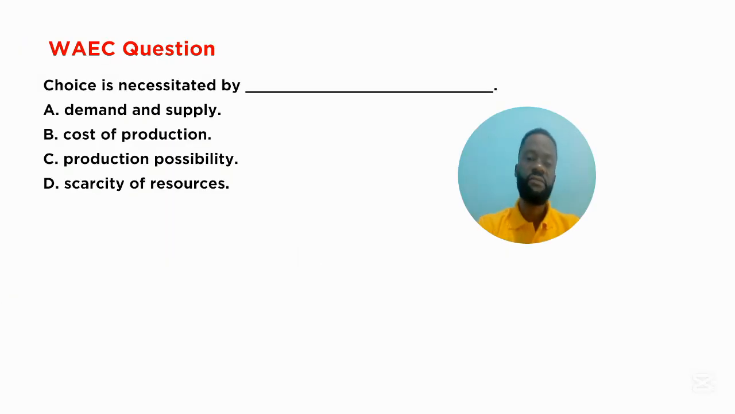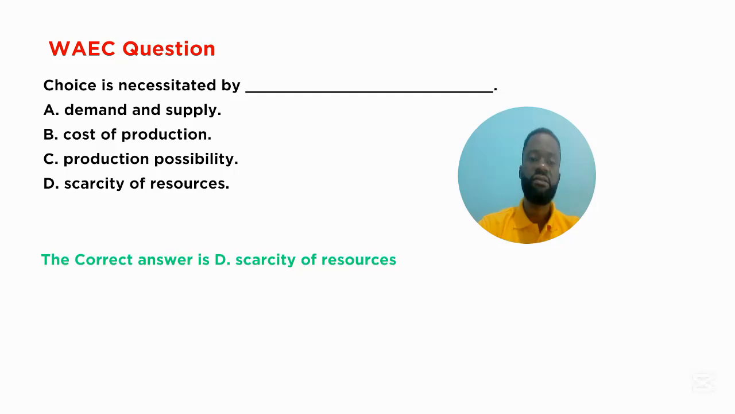Next question. Choice is necessitated by dash. A, demand and supply. B, cost of production. C, production possibility. And D, scarcity of resources. So the correct answer to that question is D.